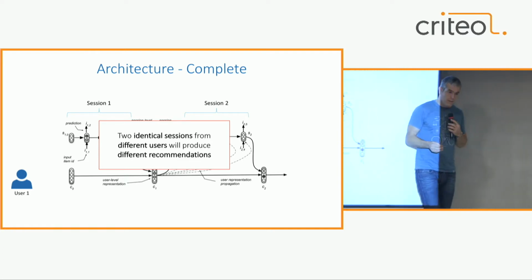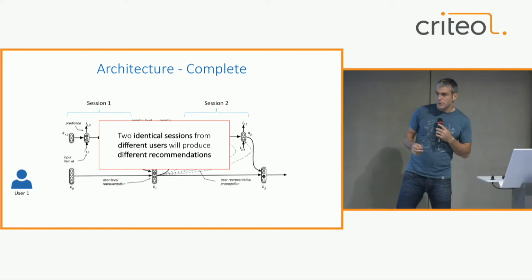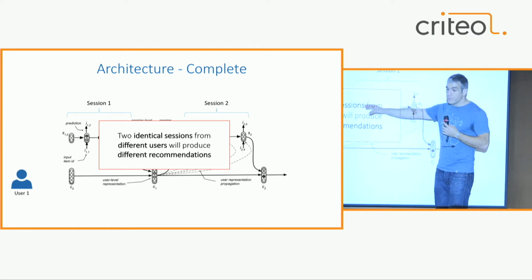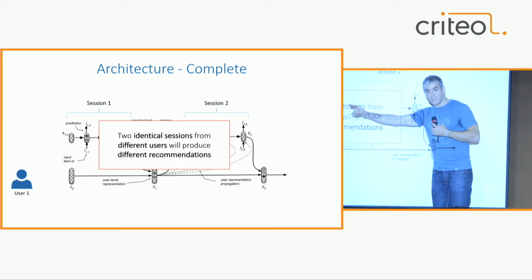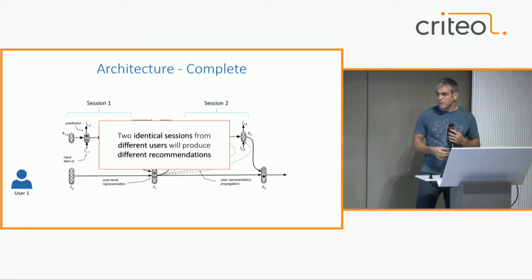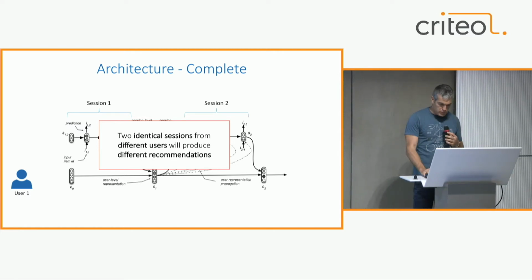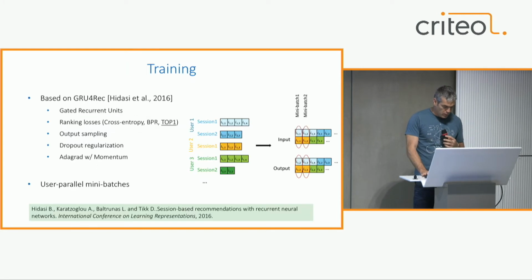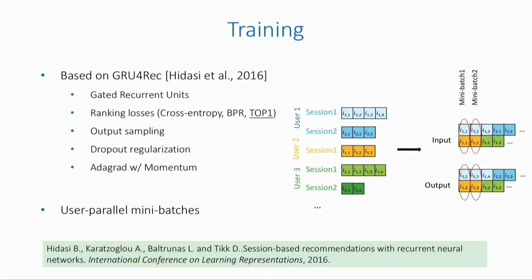That way, two identical sessions of two different users that had different sessions in the past will produce different recommendations, right? Because the hidden states will be differently initialized. We use all the same tricks that we used in the initial recurrent neural network to train this: session-parallel mini-batching, ranking loss functions, output sampling. So that didn't change much.